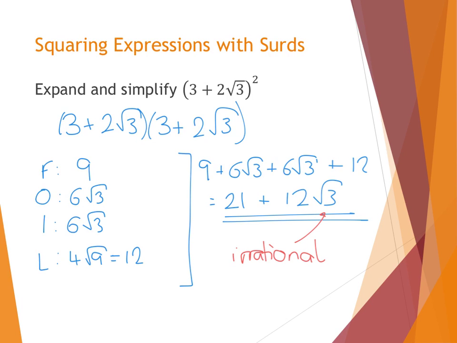Okay, so here's the complete solution. First of all, I've done my FOIL, so we've got 9, 6 root 3, 6 root 3, and then 4 root 9. Remembering that 2 times 2 gives us the 4, root 3 times root 3 gives us root 9. We know that root 9 is 3, so what we're actually doing is 4 times 3 to get our 12. Add them all together gets you this, and because it's got that surd in it, it is irrational again.